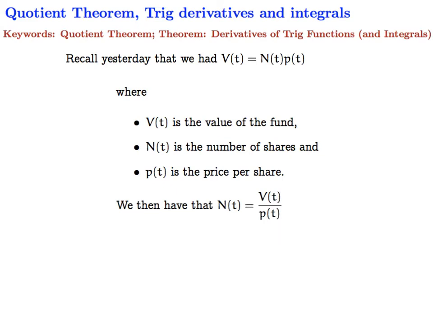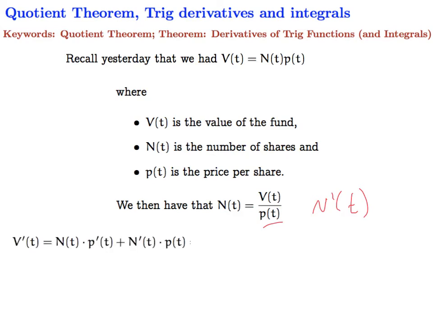And what we could do, actually, is solve this equation for N of t and get that the number of shares is equal to the total value divided by the price per share. And so the question is, well, what does that mean about the derivative of N of t? How do we take the derivative of a quotient over here instead?